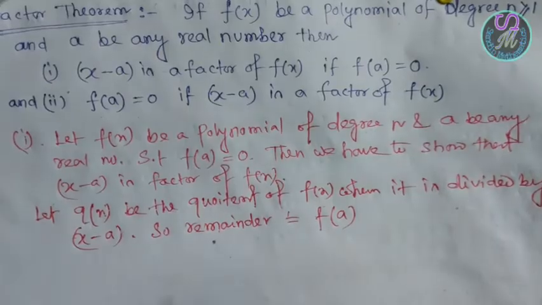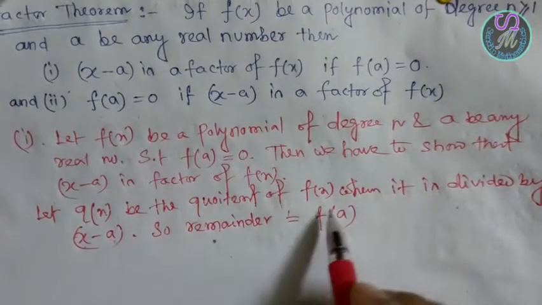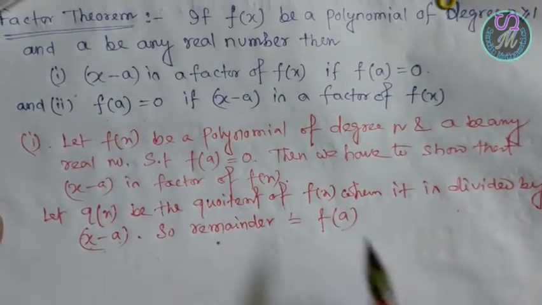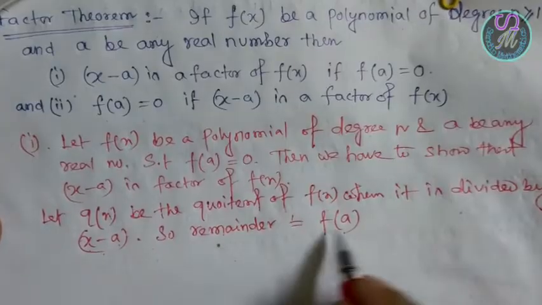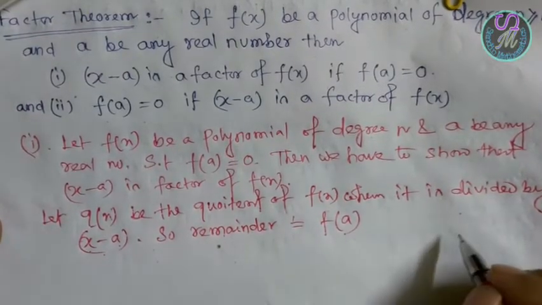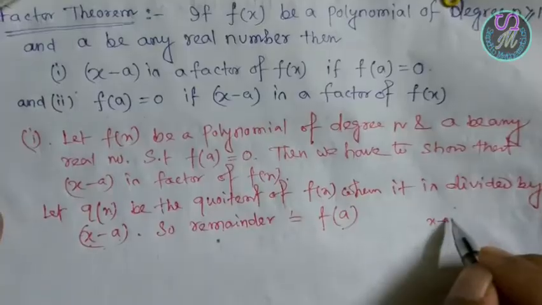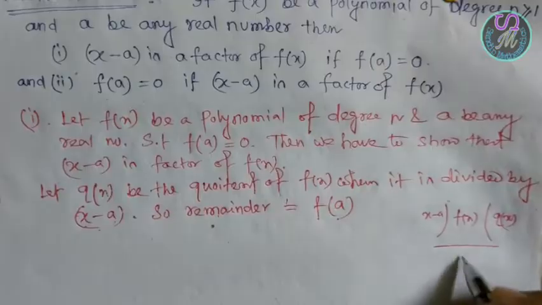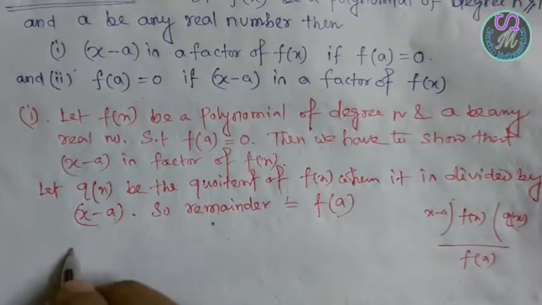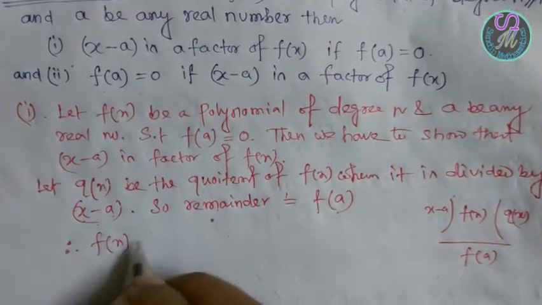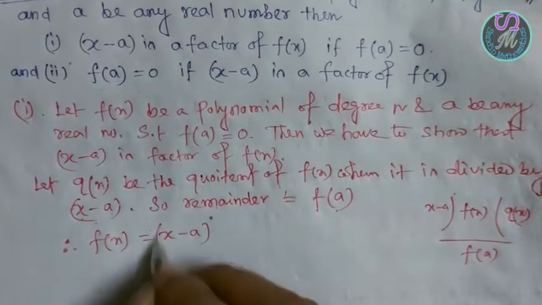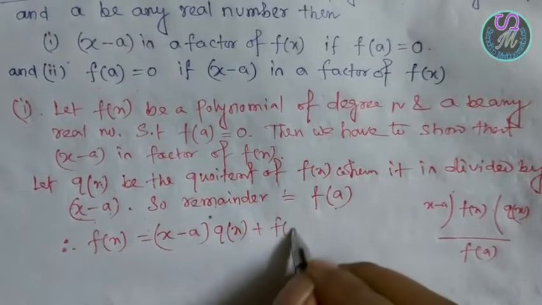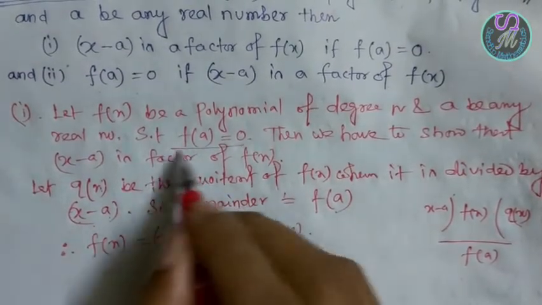By the remainder theorem, when f(x) is divided by x minus a, the remainder must be equal to f(a). So that's why we say that the remainder is equal to f(a). Since the divisor is x minus a, the quotient is q(x) and the remainder is f(a), f(x) can be represented as x minus a into q(x) plus the remainder.